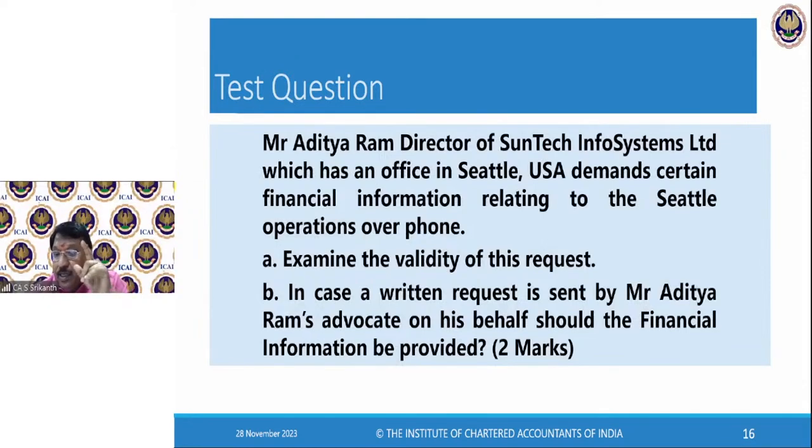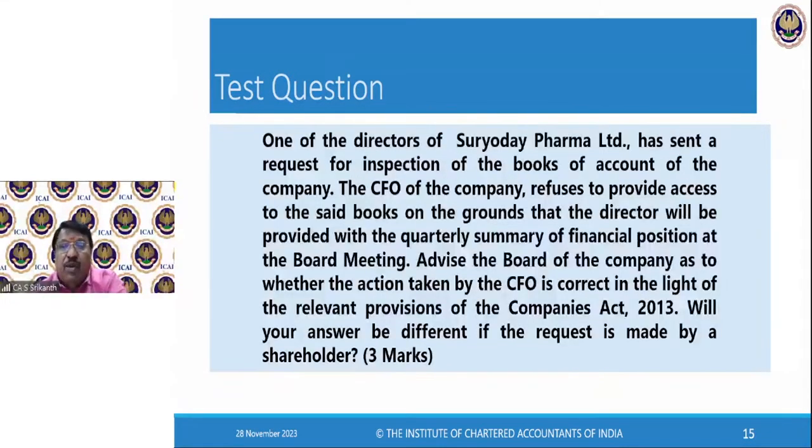There is clearly some confusion among some of you between books of account and financial statement. Books of account is the record of transactions: ledger, sales journal, purchase journal, everything. Whereas your financial statement is the balance sheet and P&L. Members are definitely entitled to that.